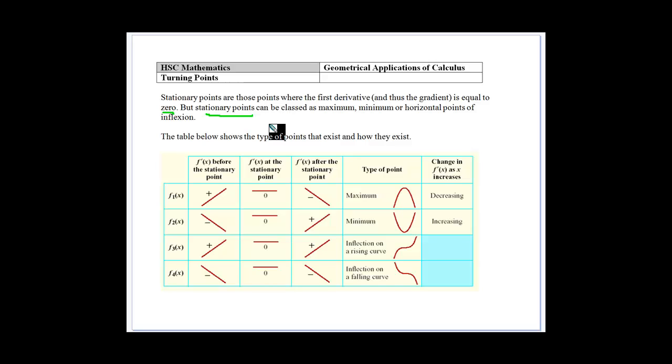What we want to do is start to class those points, put them in some sort of category, and we've got three categories we can do that: maximum, minimum, or horizontal points of inflection. So what do we mean there?